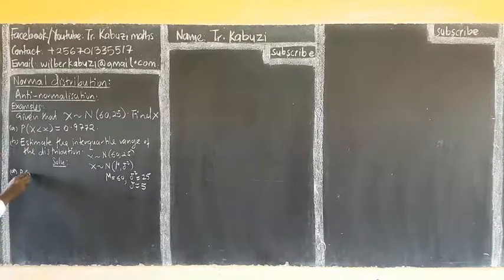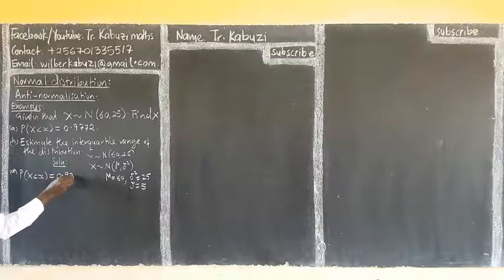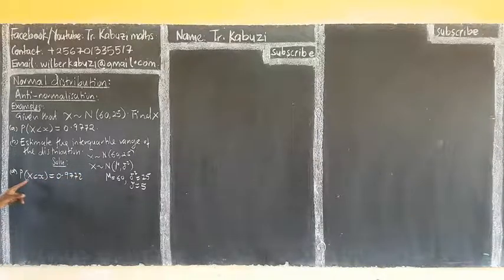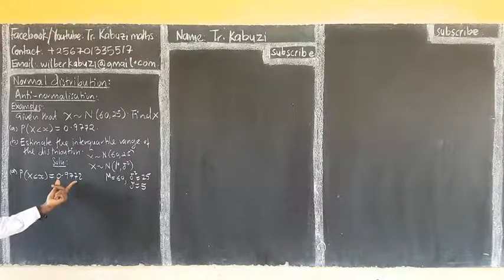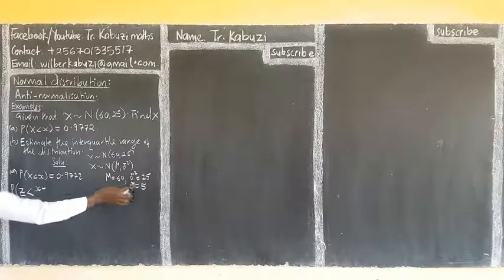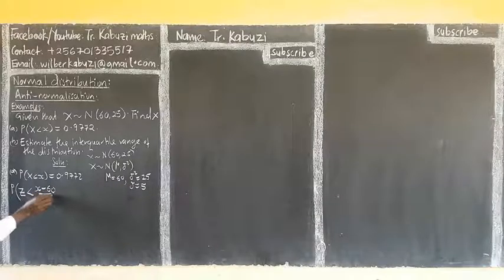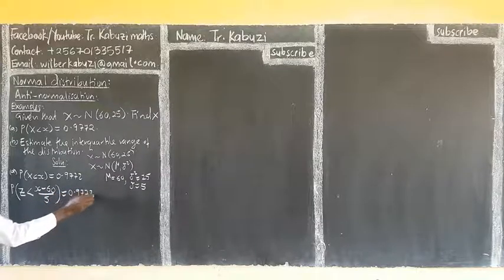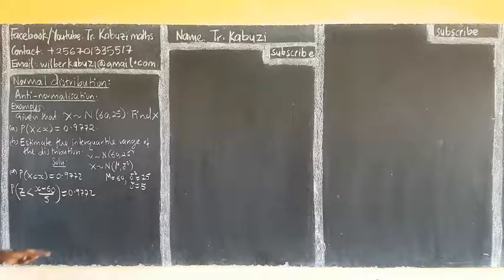So now my probability of X less than x is equal to 0.9772. Now this one is not yet in z, these are values of z. So if I convert this to z, this will be the probability of Z less than (x minus the mean, which is 60, divided by 5) equal to 0.9772. As you've seen from the last lesson, we always do some sketching for this to know the value.